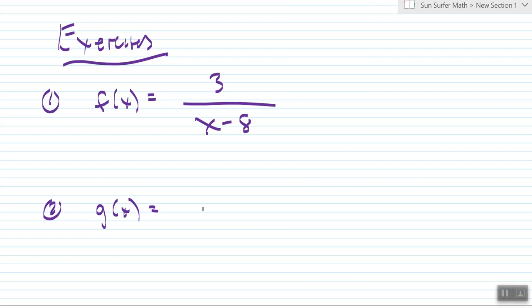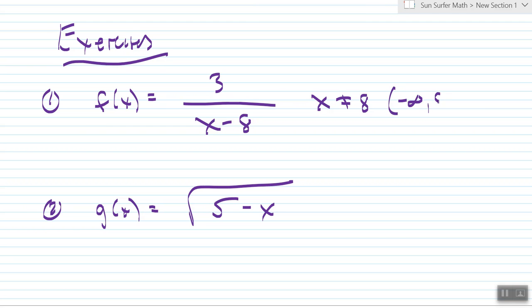All right, so number 1, let's find the domain of f of x is equal to 3 over x minus 8. And number 2, g of x is equal to the square root of 5 minus x. Okay, in the first one, we can see that x cannot be equal to 8. So in interval notation, we would write from negative infinity to 8 union 8 to infinity.